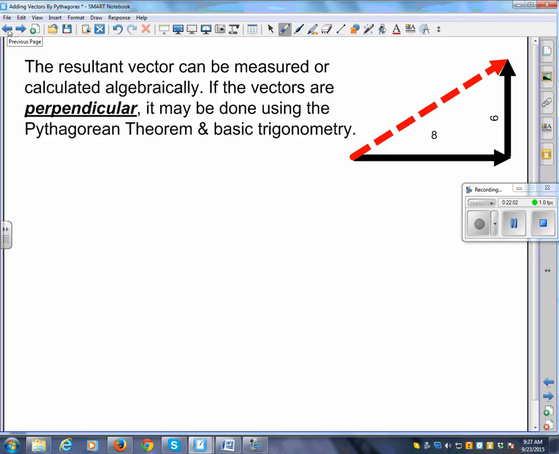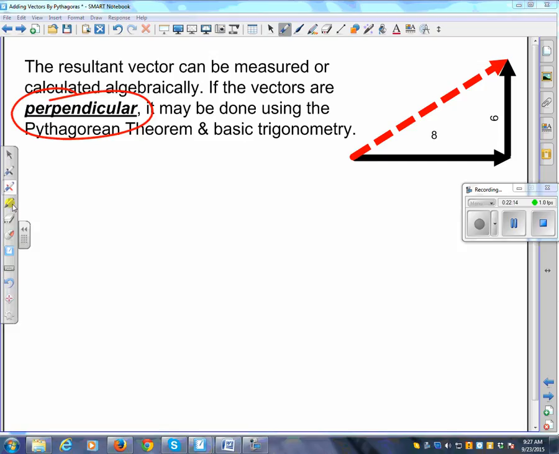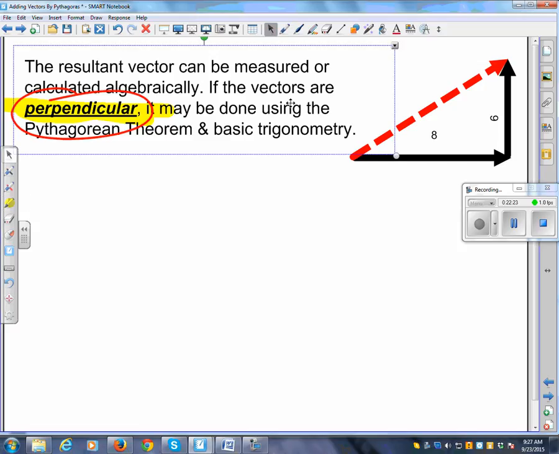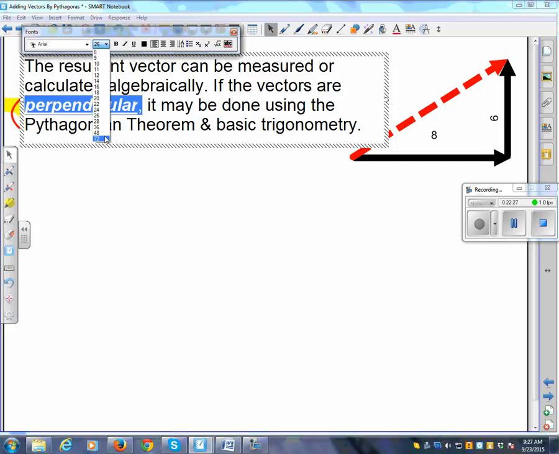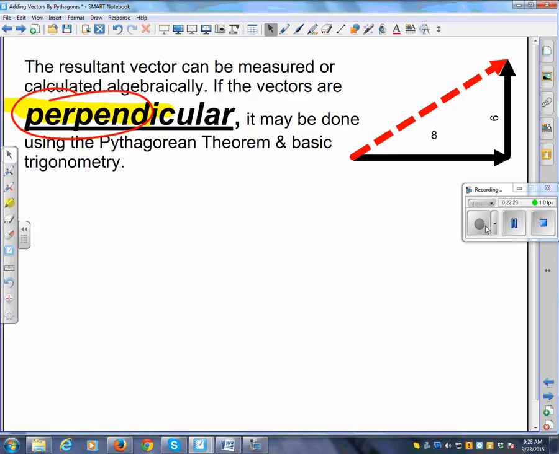Now, I cannot stress this enough. See how it's in bold and italics and underlined? And I'm going to circle it. And I'm also going to get my highlighter and do this. Okay. I can't stress this enough.